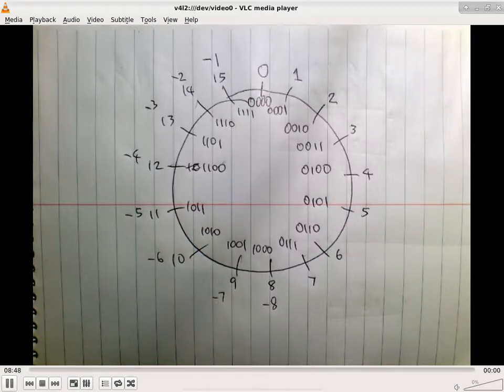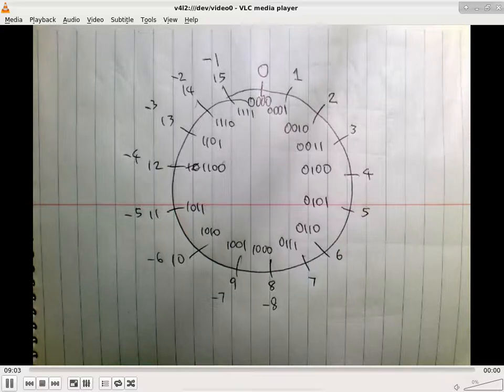Are you guys okay with this? This is a 4-bit system. If it was an 8-bit system, negative 1 would still be next to 0, but the bit pattern is not going to be 1, 1, 1, 1. It will be eight 1s. But the same idea: negative 1 is right next to 0, on its left-hand side. So, are there any questions about this wheel?